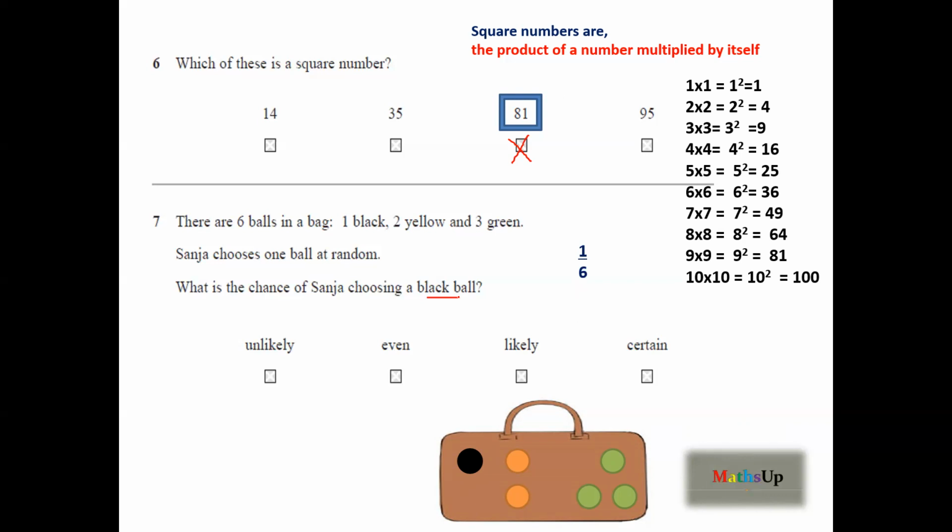So when you see the fraction, you can see that it's a very little chance of getting a black ball because it's less than half. If you convert it into a decimal, that is 0.166. So it is less than 0.5. So therefore, very little chance of getting a black ball. In a pie chart also you can see 1/6 is less than half. So unlikely is the correct answer.